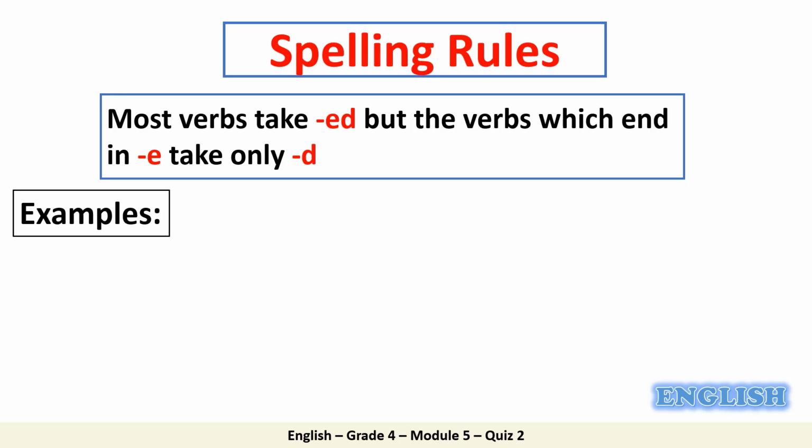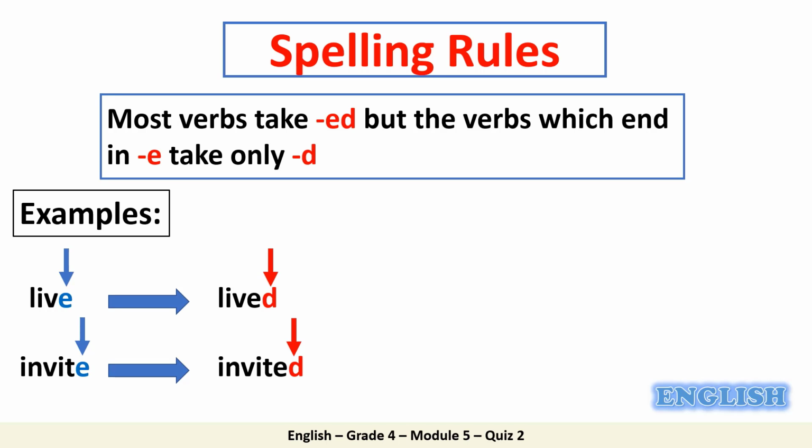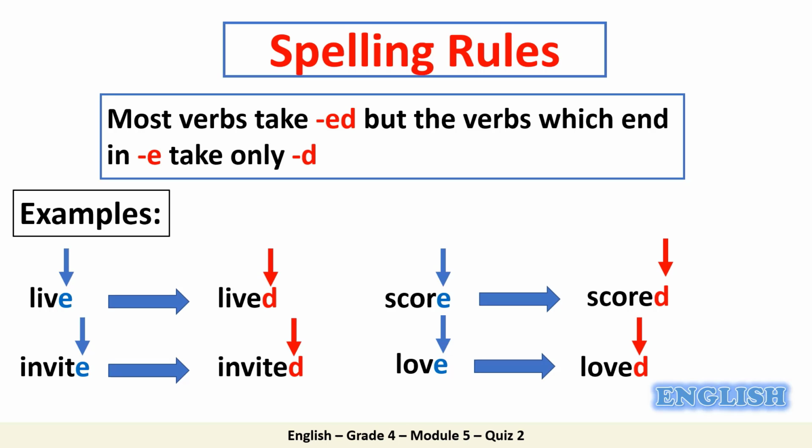And now, let's discuss some spelling rules for the regular verbs in the past form. Most verbs take ed, but the verbs which end in e take only d. Let's have some examples. Live, lived. Invite, invited. Score, scored. Love, loved.